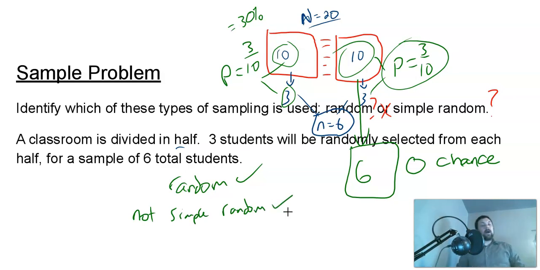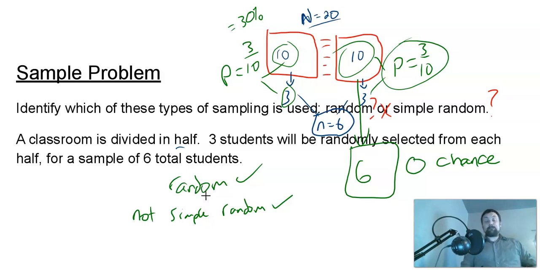Again, this might not be a universally correct rule, but I would suggest on these problems, because there are going to be a couple of them on the homework, that if you cannot think of a sample that would have no chance of occurring and it's random, it's probably also simple random. So first check to see if it's random. I also want to say that if a sample is not random, I don't think it can be simple random, but I could be wrong about that.